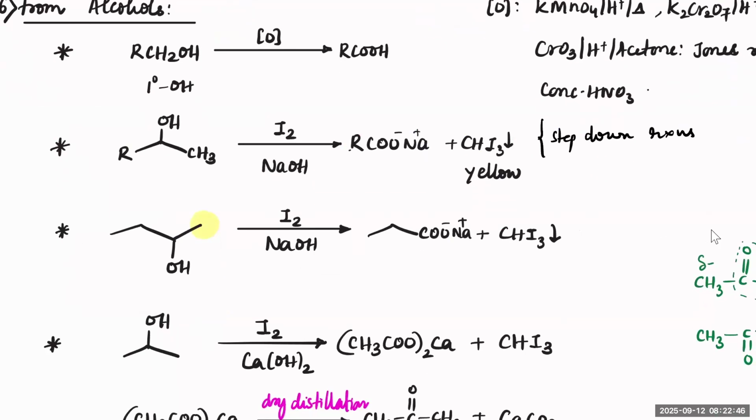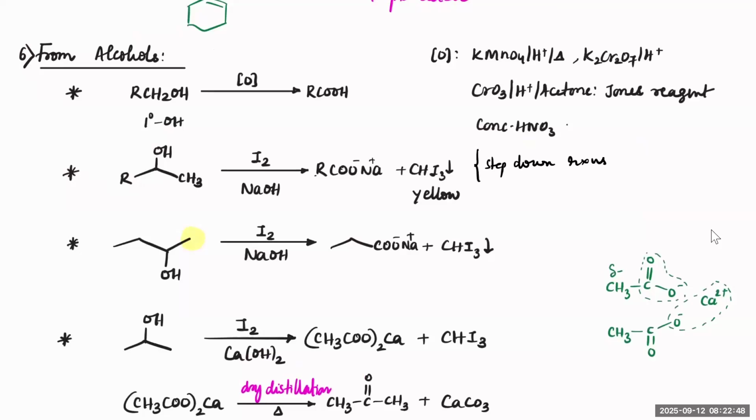Next, how do we get acids from alcohols? If I have a 1 degree alcohol, on oxidation you will get carboxylic acid. This we have learned in alcohols already. Let me revise: KMnO4, K2Cr2O7, CrO3 in acetone, which you call Jones reagent, and even concentrated HNO3. All of these would help convert primary alcohols into acids.